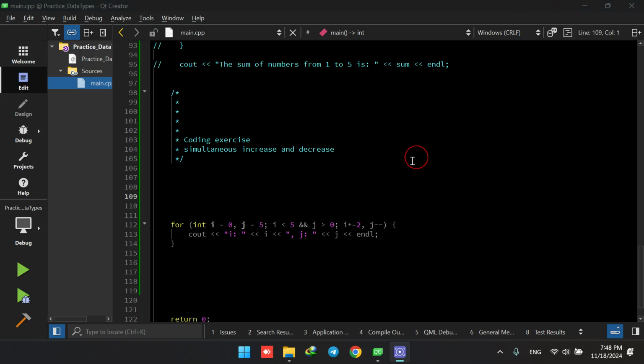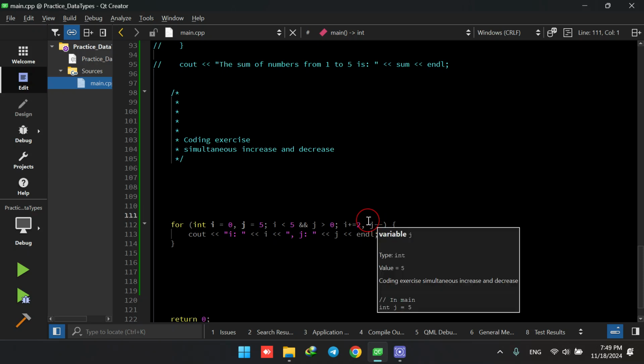Hello everyone, welcome back. So today we are discussing the same coding exercise, however, with a minor change. Here we learned that if we want to increase and decrease the value of two integers simultaneously, we can use this for loop. However, so far we were increasing the value of i one step at a time, and previously we were decreasing the value of j one step at a time.